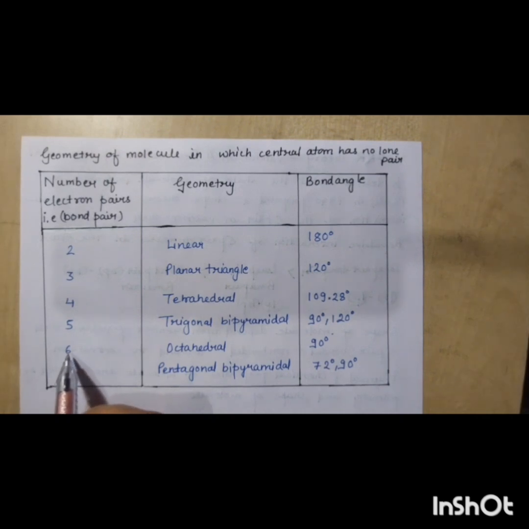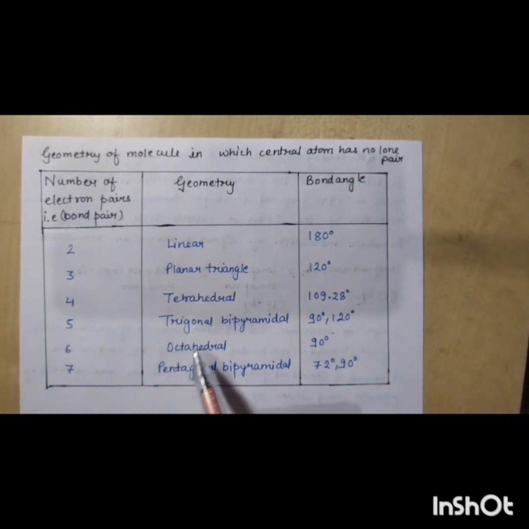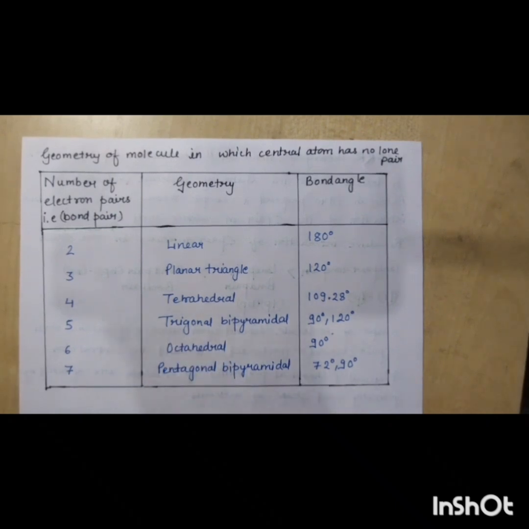Similarly, in case of octahedral, 6 bond pair, having octahedral geometry with bond angle 90 degree. In case of 7 bond pair, pentagonal bipyramidal geometry is found having 72 degree and 90 degree bond angle. So this is the geometry of having only bond pair molecule.